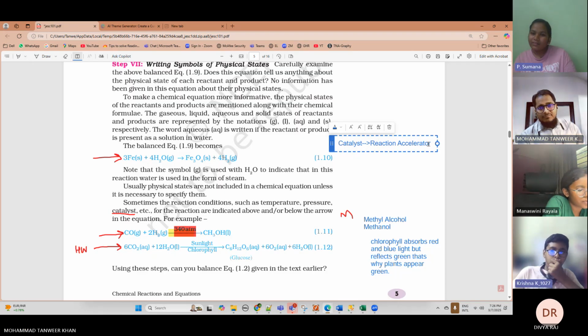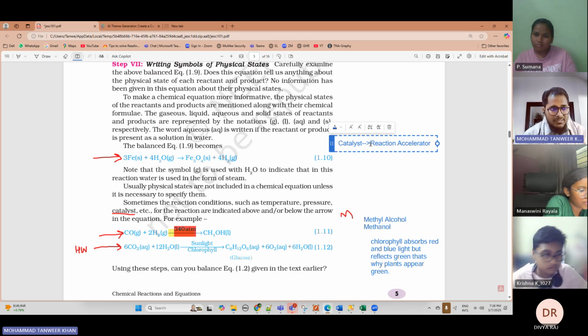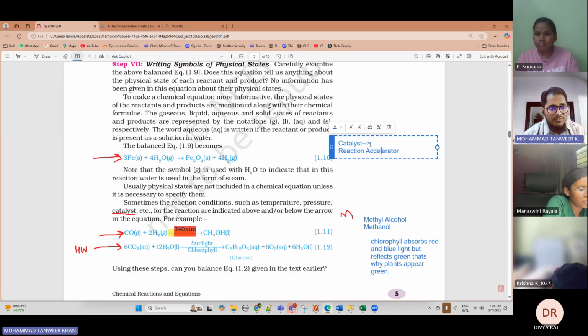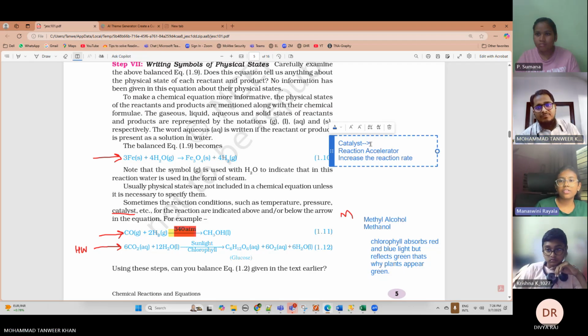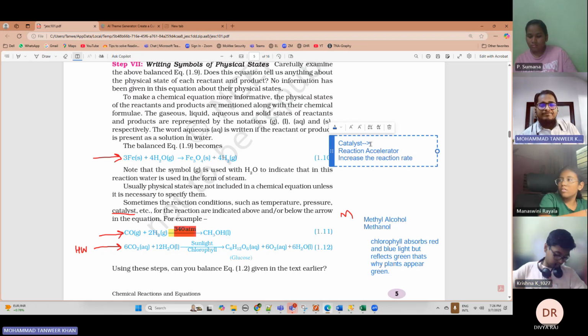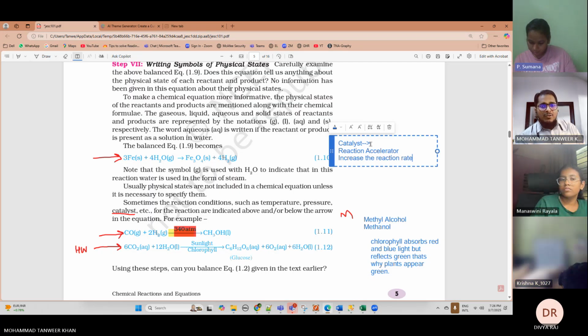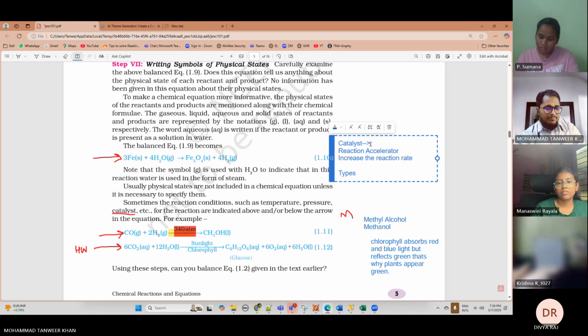Will they cause any side effects? There are side effects as well, very good. We'll discuss that later. So catalysts are known as reaction accelerators, and they will increase the reaction rate. Are you making a note of all these things? Yes, sir. Now, there are two types of catalysts.